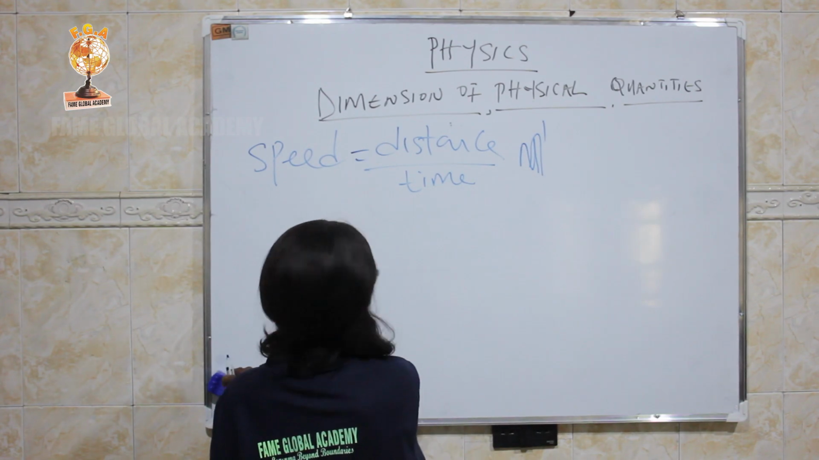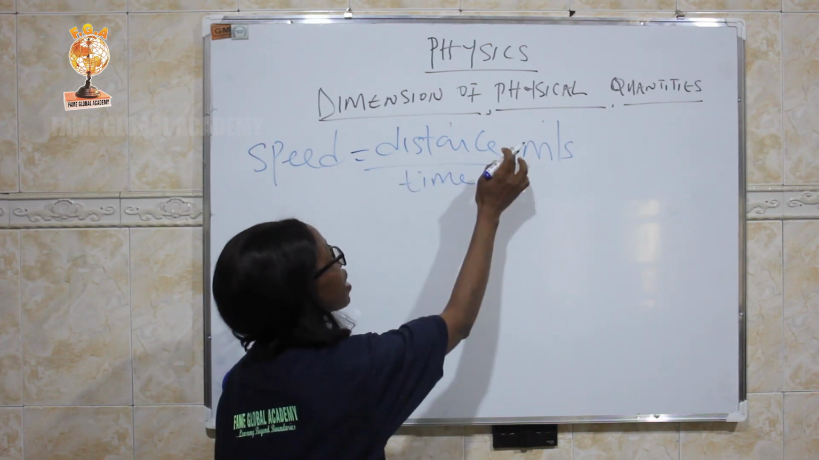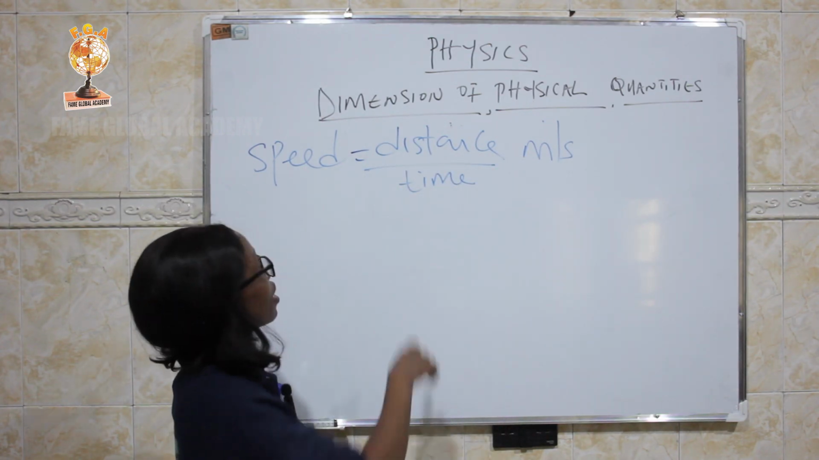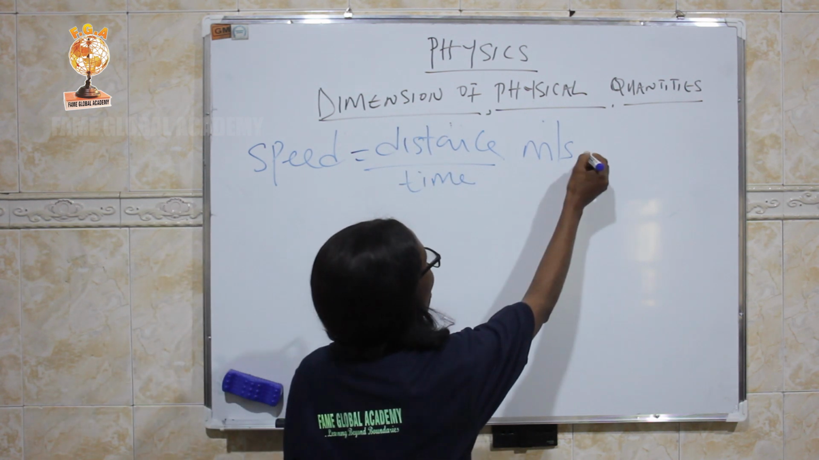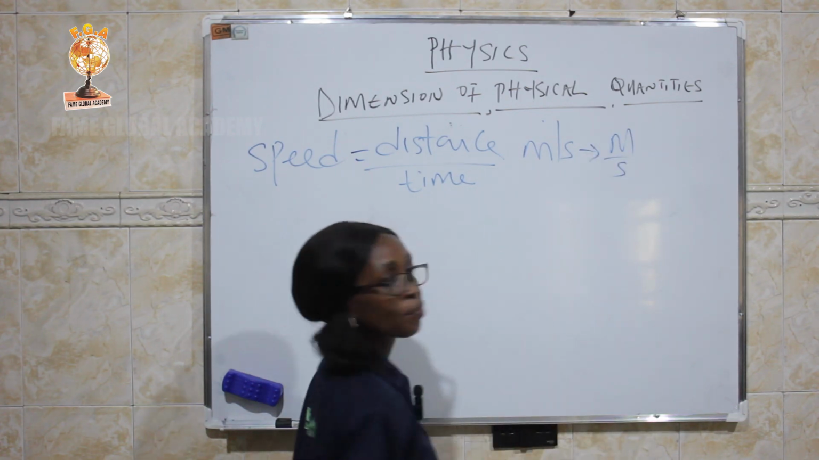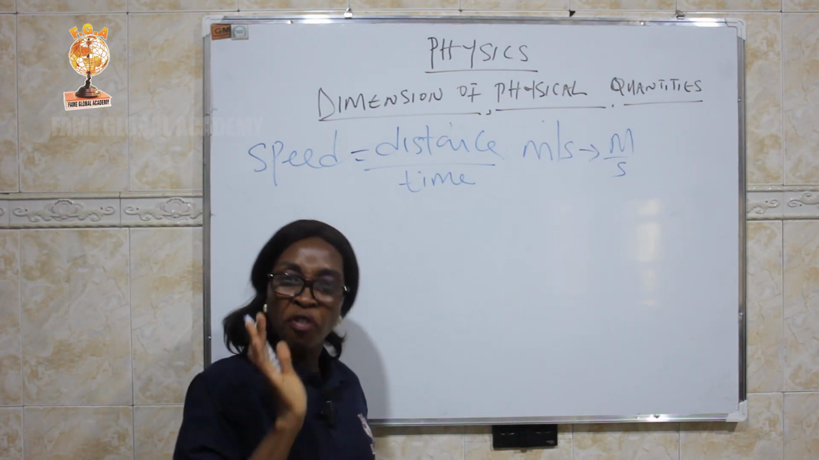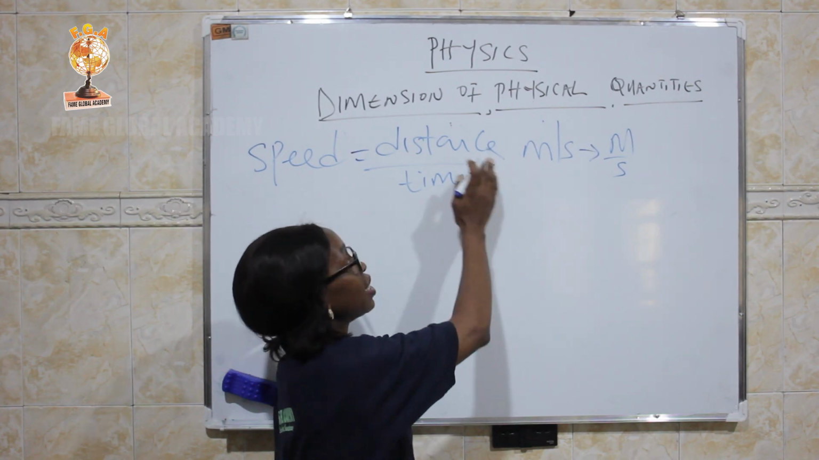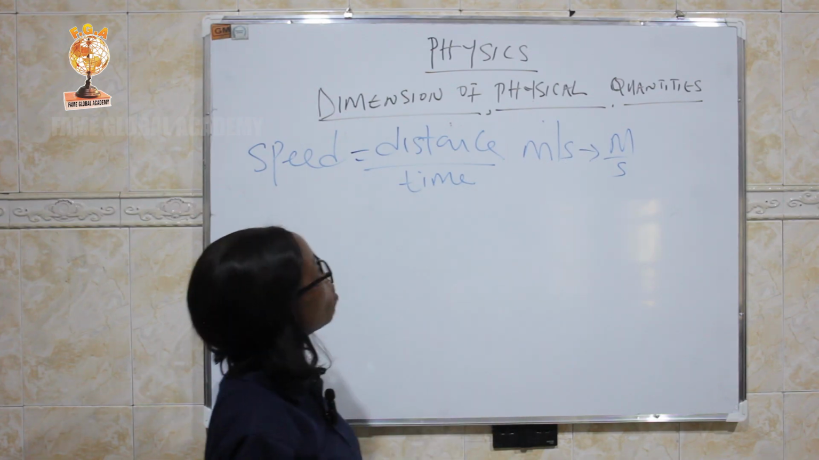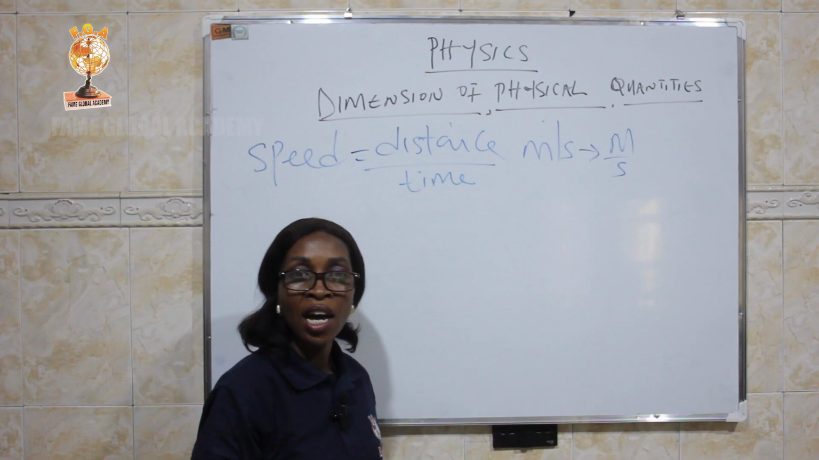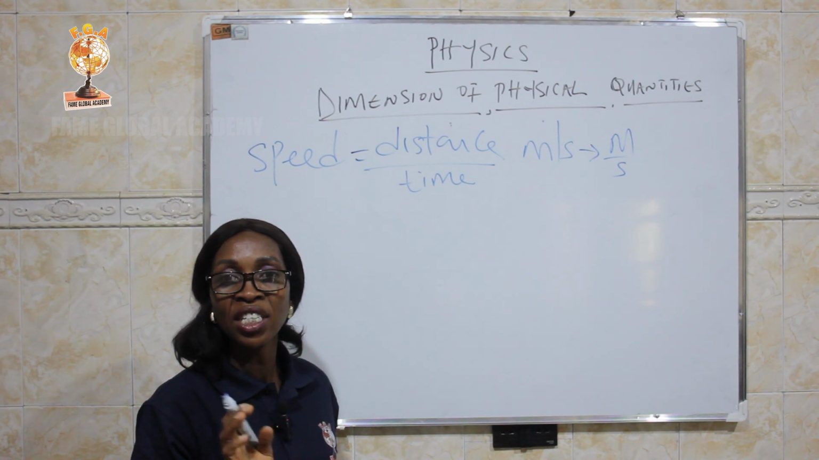Meter per second. Distance is in meters. Time is in seconds. So the power there means division. This and this is the same. But preferably write it like this: distance over time. Distance is measured in meters, time is in seconds, so the SI unit is meter per second. Speed is the distance traveled in a given time.